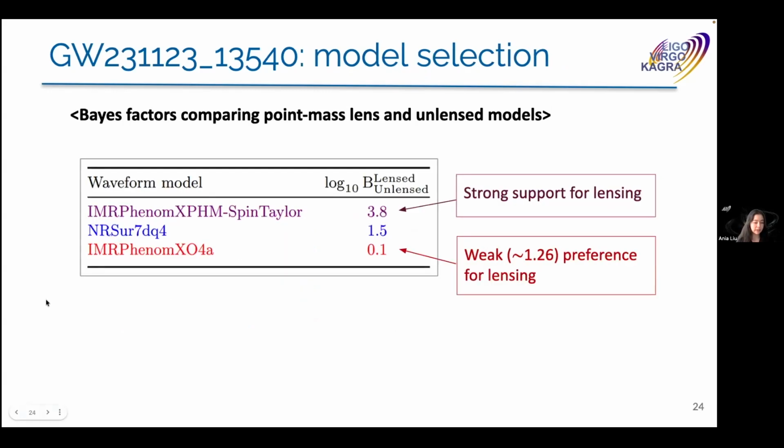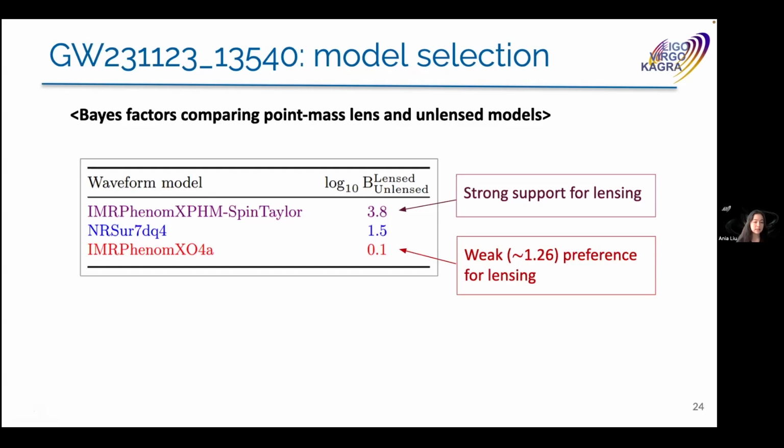Next, we compare the evidence for lensing more directly, and here we show the Bayes factors between the point mass lens analysis and the unlensed models for the same three waveform models as before: the IMRPhenomXBHM, the NR surrogate model, and IMRPhenomXO4a. They are shown in the same colors as before from the plots. In general, higher Bayes factors indicate stronger support for lensing, and here we quote the log 10 values.